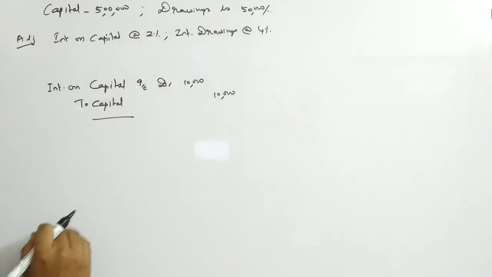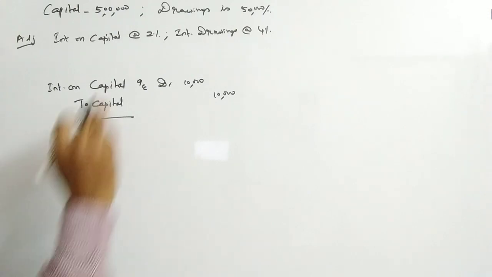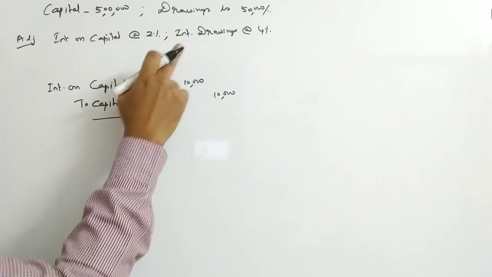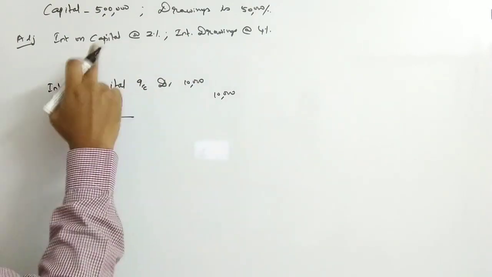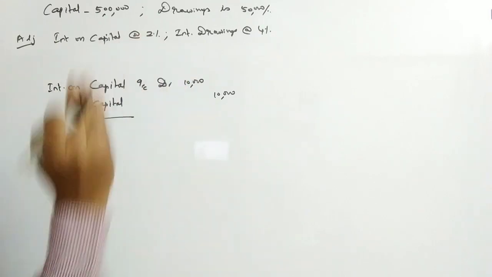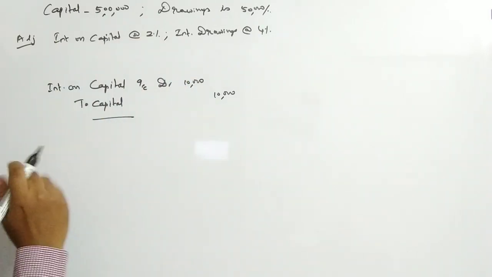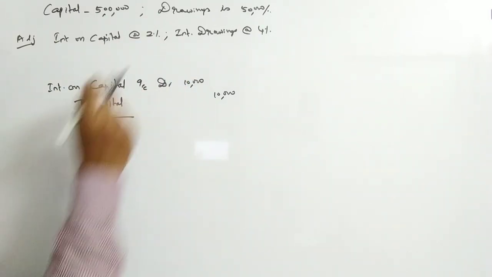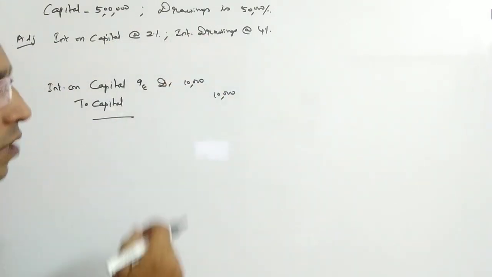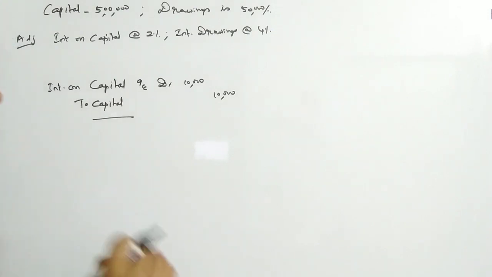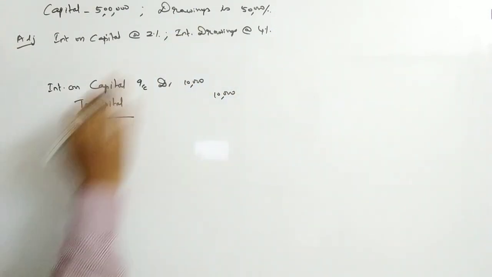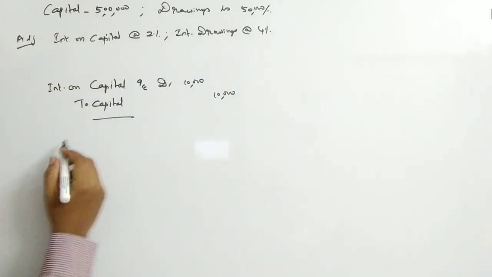Then when it comes to drawings, it is just the opposite of capital, because when he is taking the money for his personal use, his capital is getting reduced. So interest on drawings is an indirect income. It's a gain for us. Since both these accounts belong to the nominal account category, according to the nominal rule, debit all expenses and losses and credit all incomes and gains. So interest on drawings should be credited.